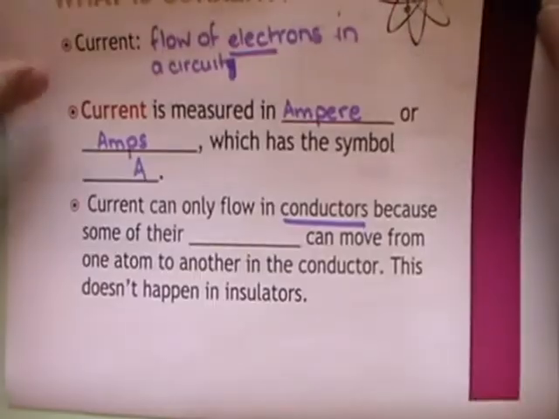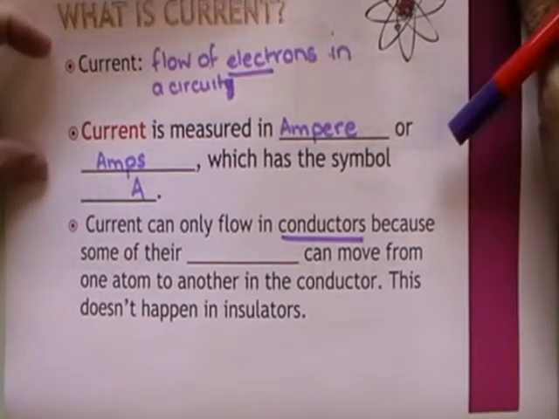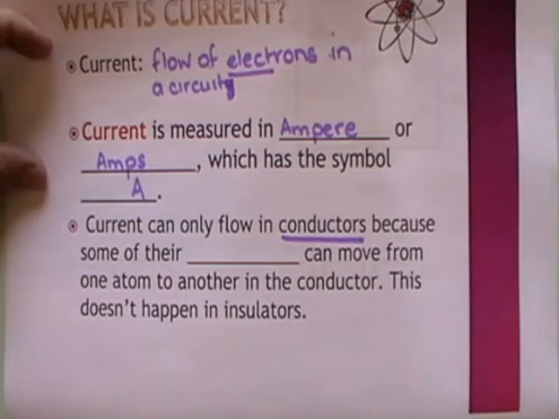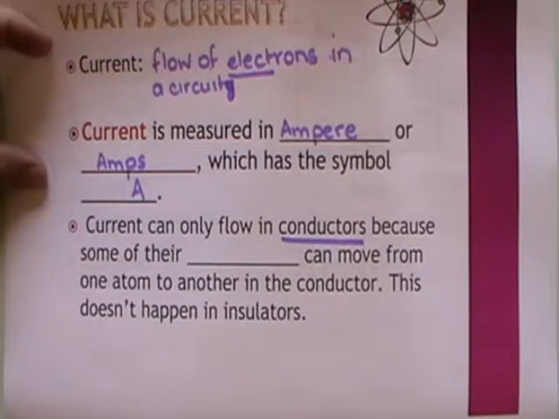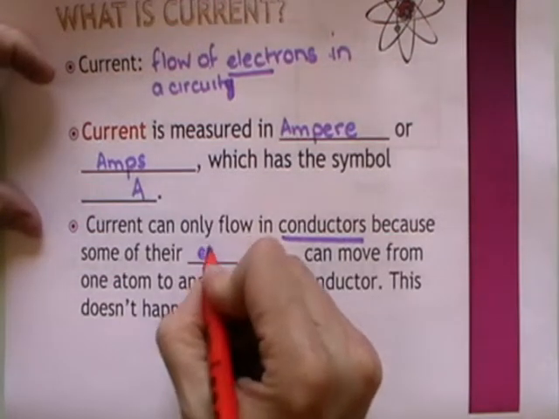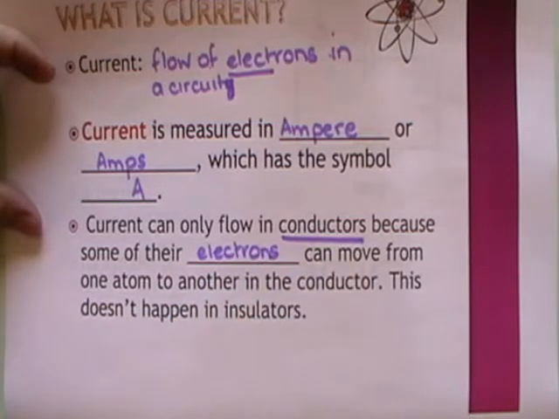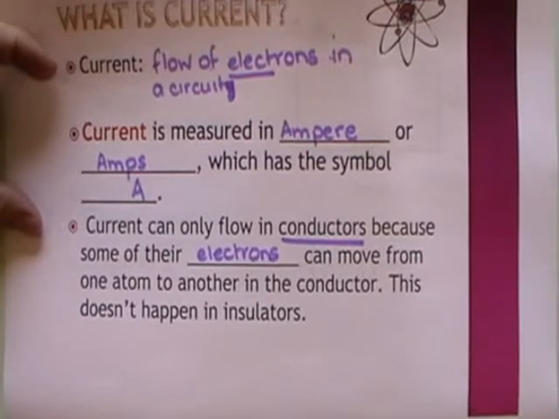But if you connect that into a circuit, then the electrons, what we call free electrons, move in the direction of the positive terminal of the battery. So they move towards the positive terminal of the battery, and that's what current flow is. So some of their electrons can move from one atom to another in the conductor.